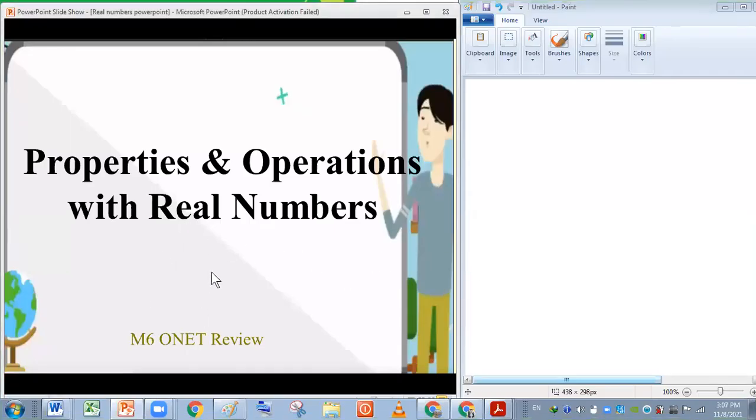So, good day, everyone. Today we will talk about properties and operations with real numbers. When we talk about properties, we will talk about the different properties of real numbers and the operations of real numbers, like adding a real number, subtracting a real number, multiplying and dividing real numbers.